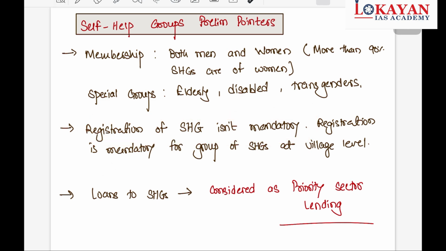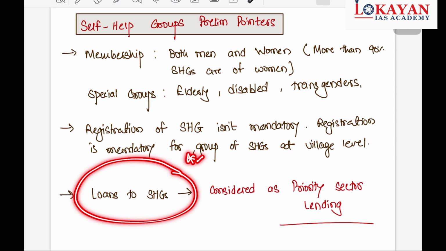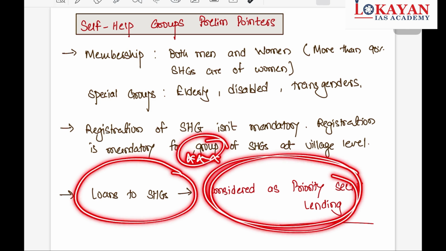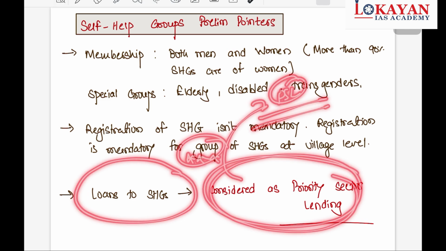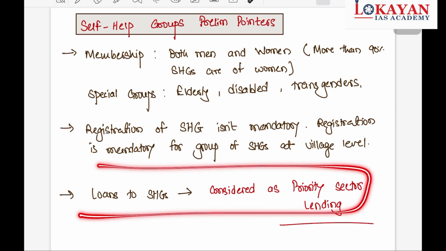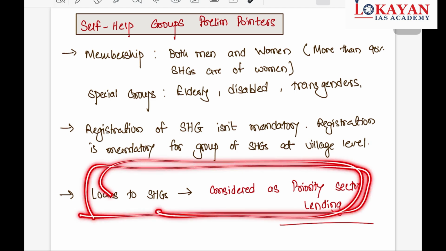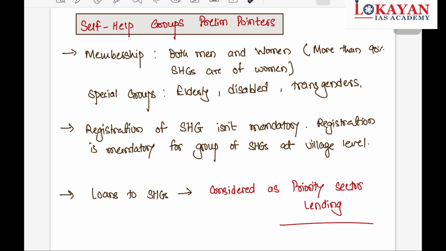Then another important point, loans to SHGs. Loans to SHGs are considered as part of priority sector lending. What the PSL norms are, we will discuss in the next lecture. So loans to SHGs are PSL. Okay, so this is the discussion regarding the first part of banking PYQs.